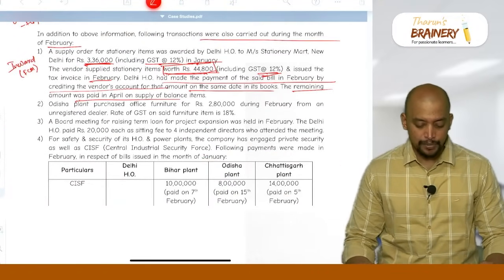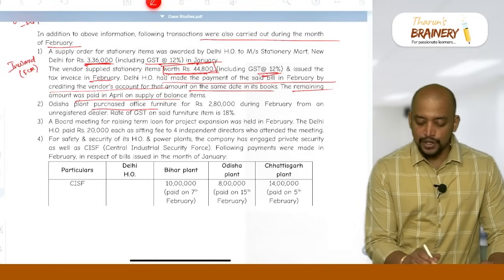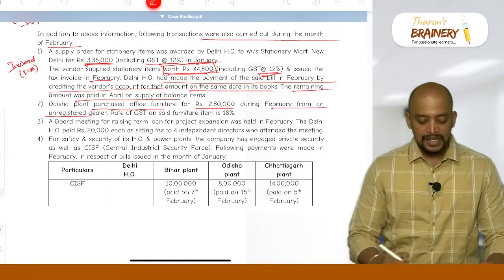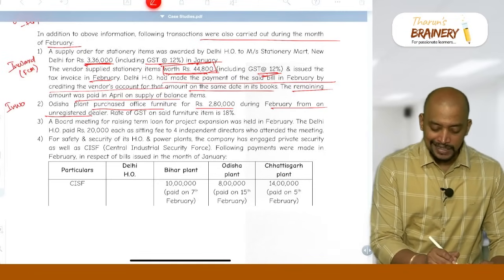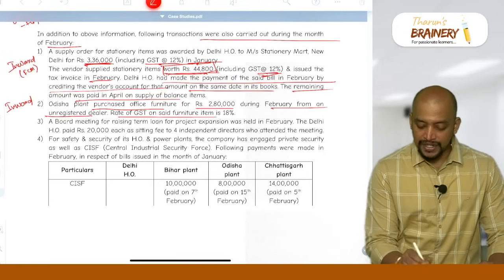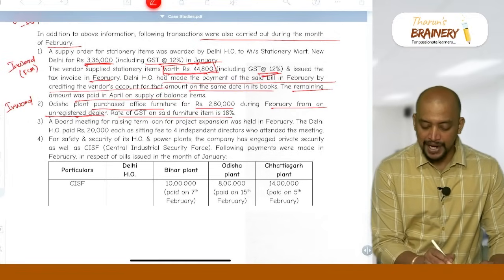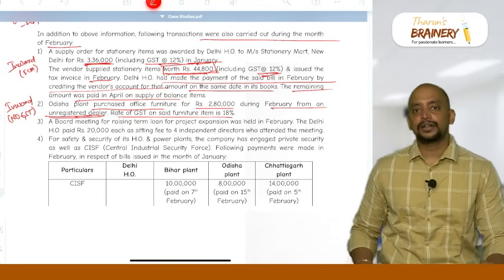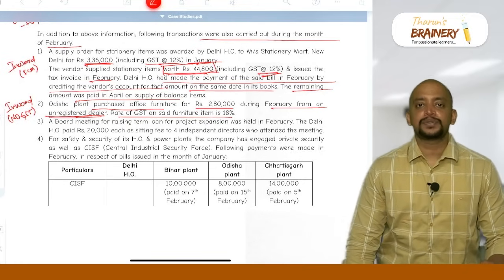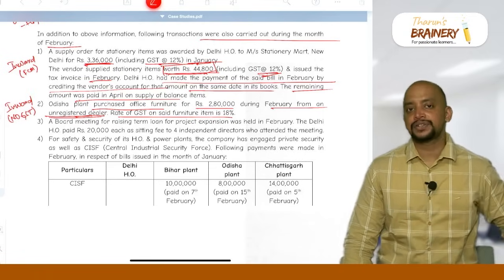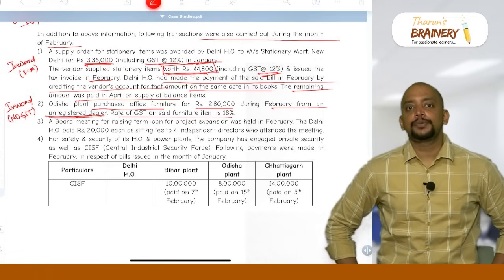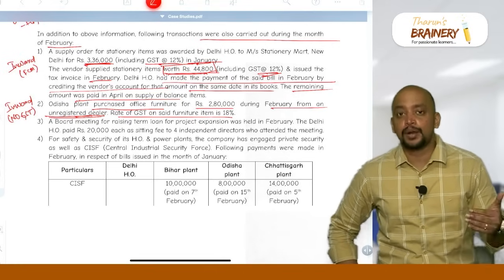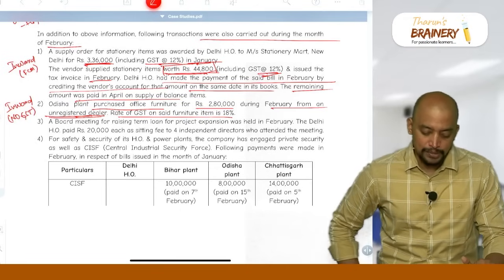Then next, second point. Odisha plant purchased office furniture for 2,80,000 during February from an unregistered dealer. So this is an inward furniture purchase. Rate of GST is 18%, but they purchased from an unregistered dealer, so no GST. Section 9(4) RCM is not applicable if the supplier is unregistered and the recipient is registered. They need to pay GST under RCM 9(4) is not applicable for all transactions except promoter or builder. So here it is not applicable, no GST.